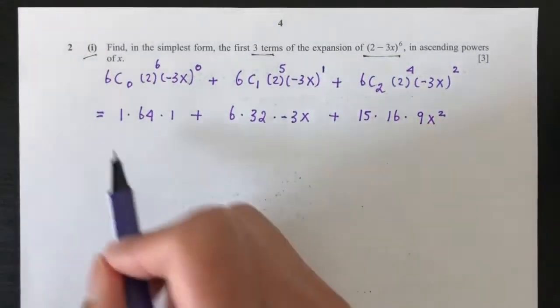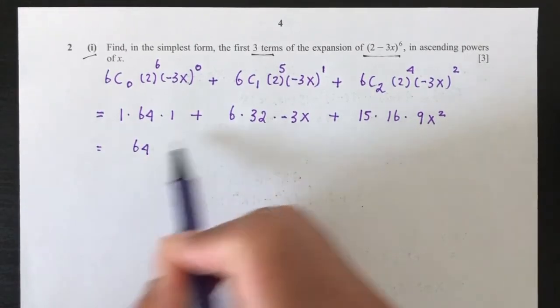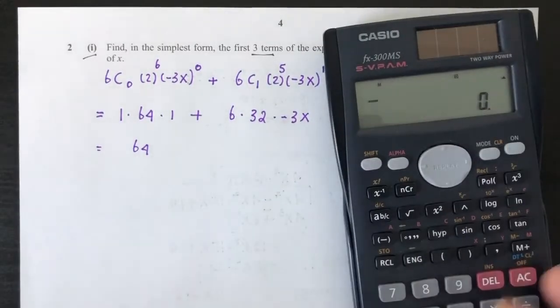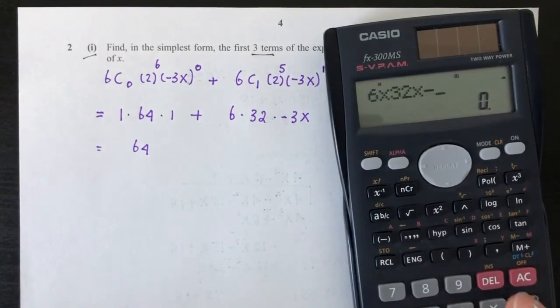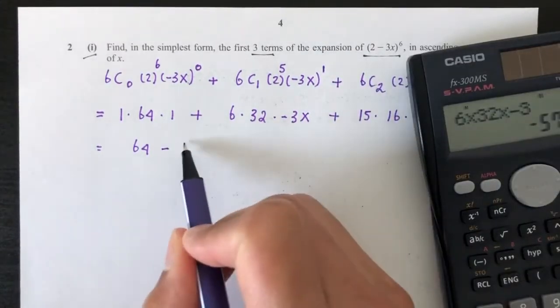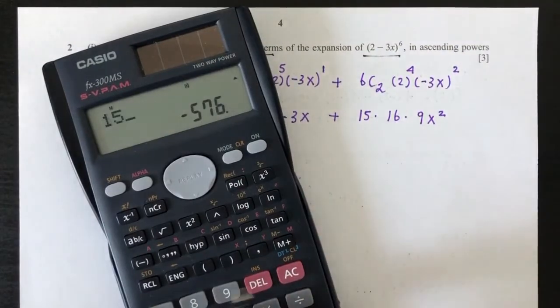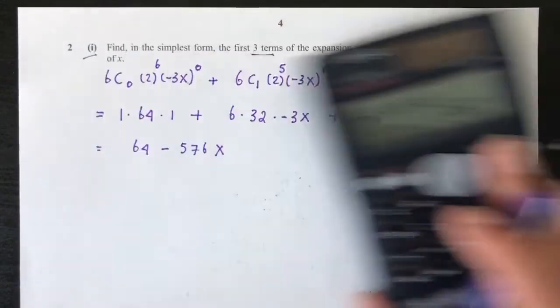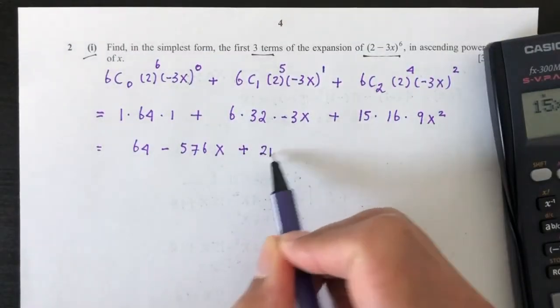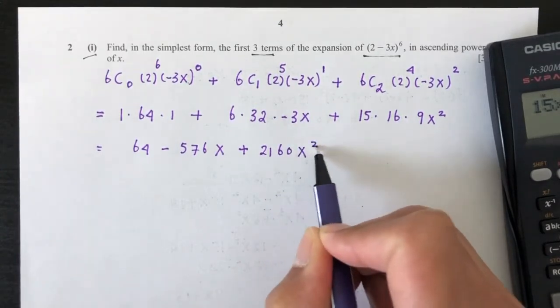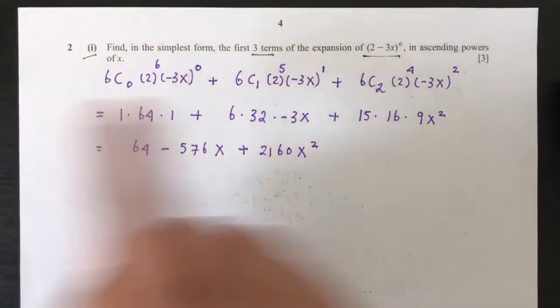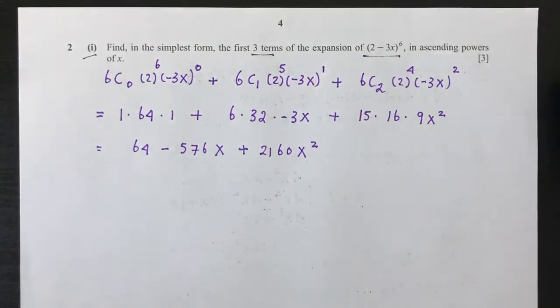Now simplify. For the first one, it becomes 64. This is 6 times 32 times minus 3, that should be minus 576x. And finally, 15 times 16 times 9, that should be plus 2160x squared. So that is the expansion of this for the first three terms.